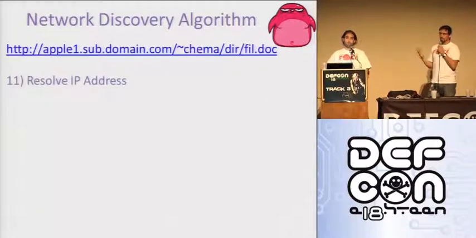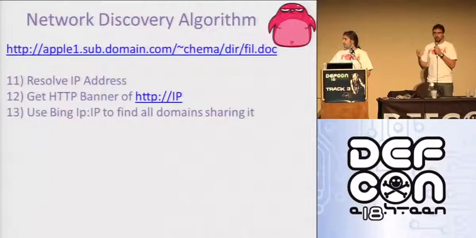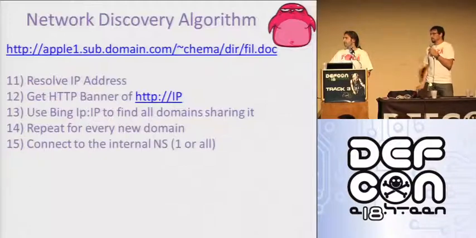And it's not only the information that you can see in the URL, it's also the information that you cannot see. There is an IP address associated to that. So we're going to reverse resolve the IP address. We're going to get the banner of the server by using the IP address and not the domain that we were using before. Once we have the IP, we're going to use Bing IP to get the information and all the domains that are sharing that server. And we're going to repeat that for every domain that we just found.